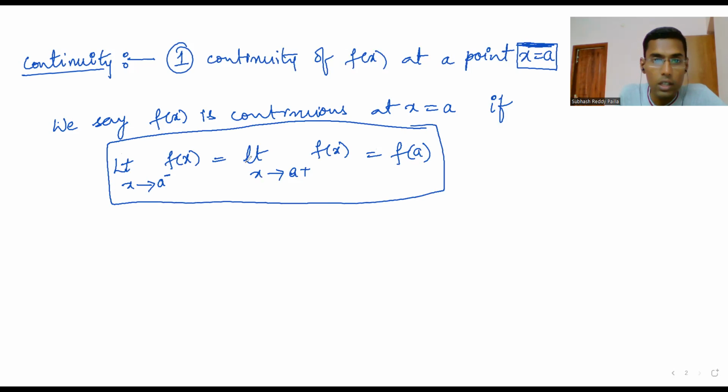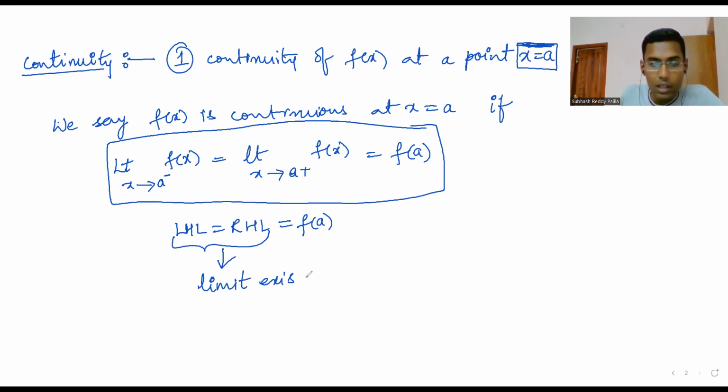That means the left hand limit equals the right hand limit, and that equals f of a, the function value at x equal to a. So when the left hand limit equals the right hand limit, it means the limit exists at x equal to a. We say the limit exists at x equal to a if the left hand limit equals the right hand limit. Yes or no?